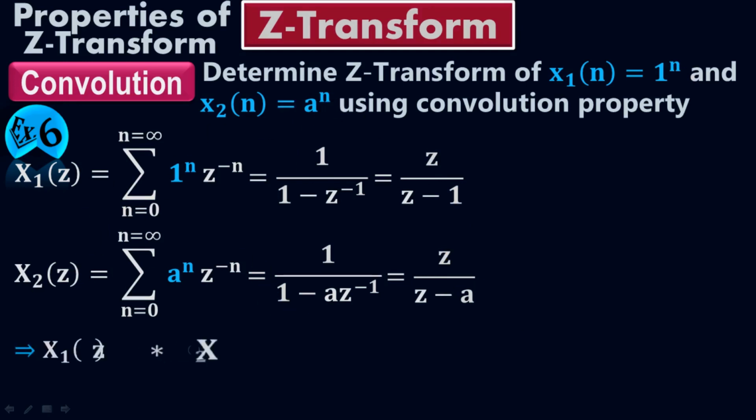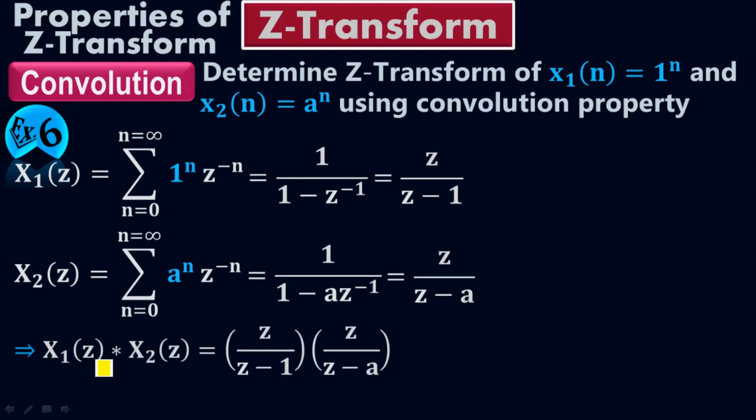It implies that x sub 1 of z convolved with x sub 2 of z equals z over z minus 1 into z over z minus a. The convolution of their z-transforms is actually the product of their z-transforms. We have the product of z over z minus 1 and z over z minus a, so it equals z squared over z minus 1 into z minus a. Look, z times z is z squared.